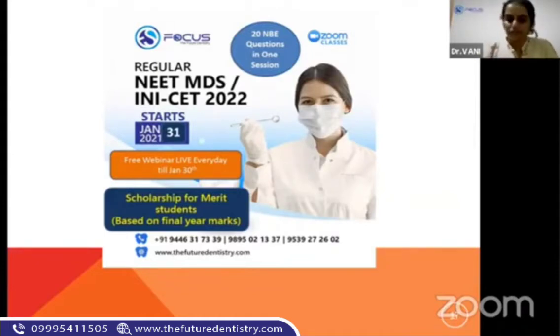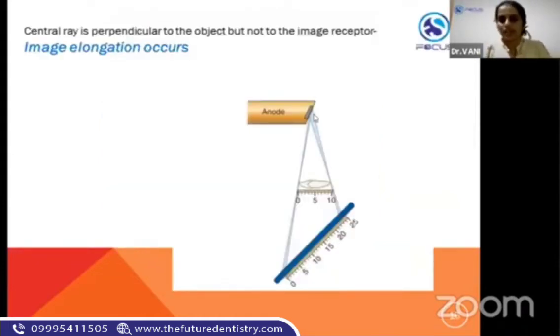Okay, someone has asked for repetition of elongation. See, this is the elongation wherein the central ray is perpendicular to the tooth, but not to the image receptor. So what happens? The actual size of the image is only this much, but you're getting a very elongated image of this much. Since the receptor is tilted, the central ray will be projected too much onto the receptor, leading to quite a huge magnification. So because of that, the central ray is only perpendicular to the object and not to the receptor, and in such cases, that leads to an elongated image.